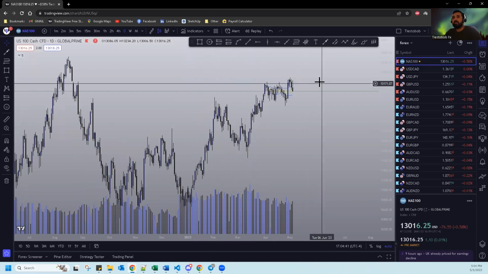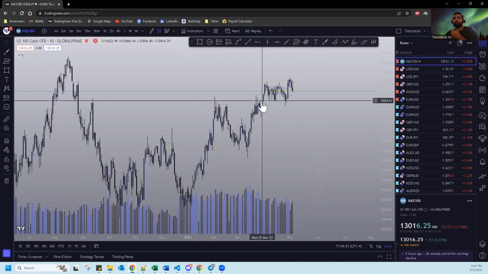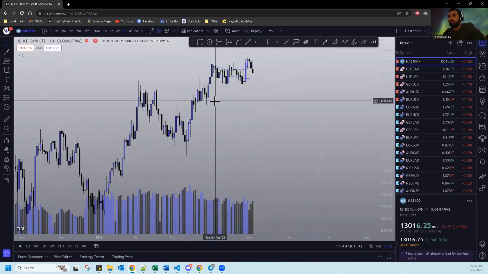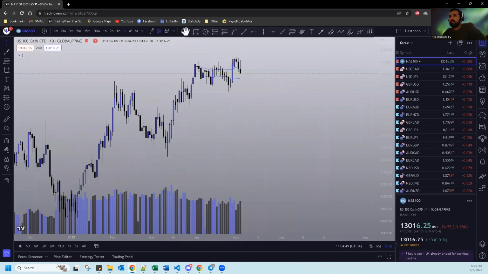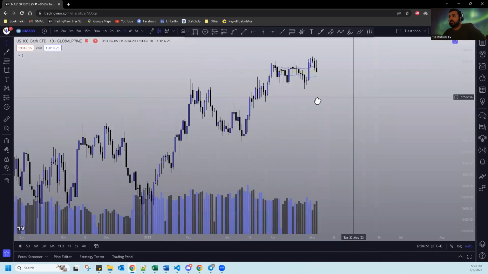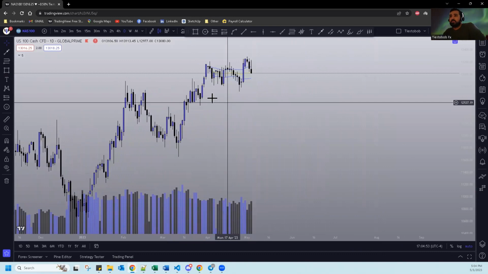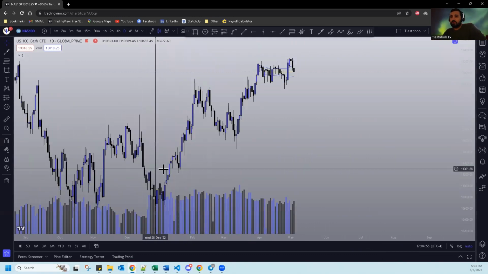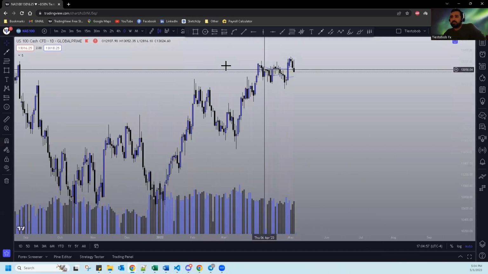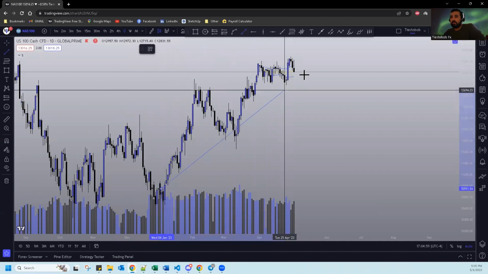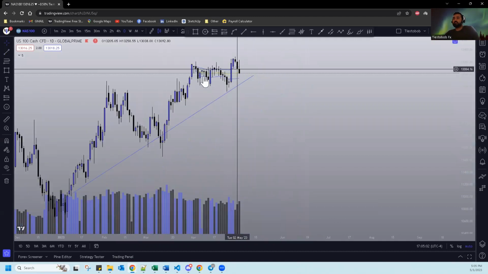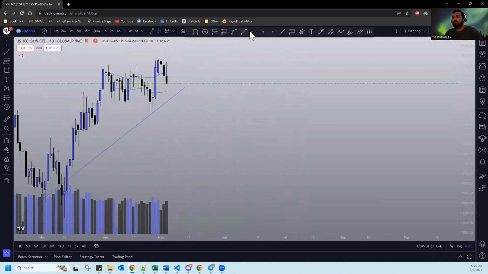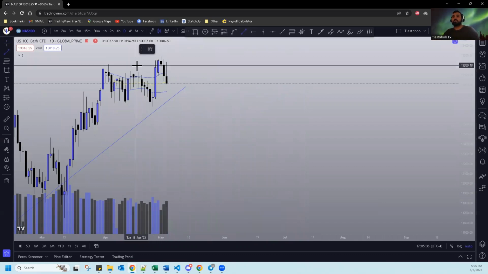Let's see. So this is the NAS100. We're on the daily time frame. On the daily, we can clearly see that we're on an uptrend, and we're looking for price to make a higher high. Price did break the structure up to the upside.